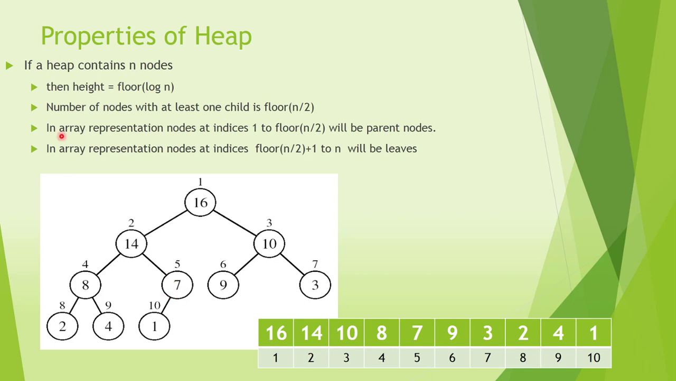Next point is, in array representation, nodes at indices 1 to floor of n by 2 will be parent nodes. So we have already seen 1 to 5 are the parent nodes. Similarly in the array, nodes at indices floor of n by 2 plus 1 to n, that means the remaining nodes, will be leaves. That means the nodes at index positions 6, 7 to 10 are leaves. So just keep these properties in mind.